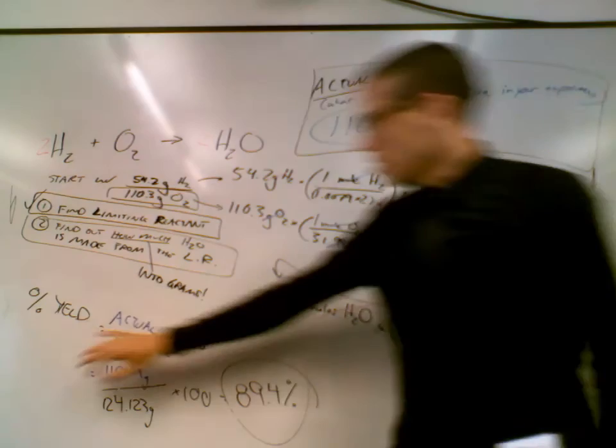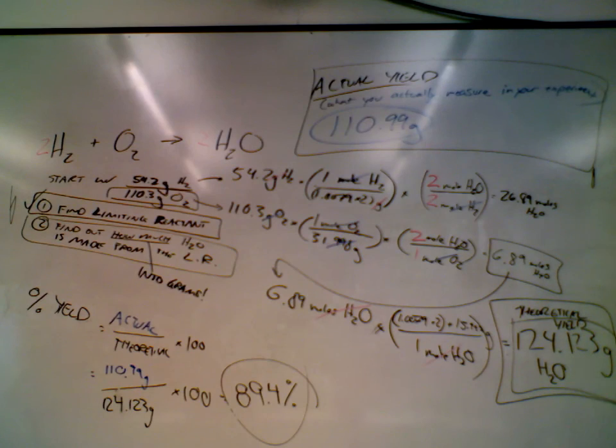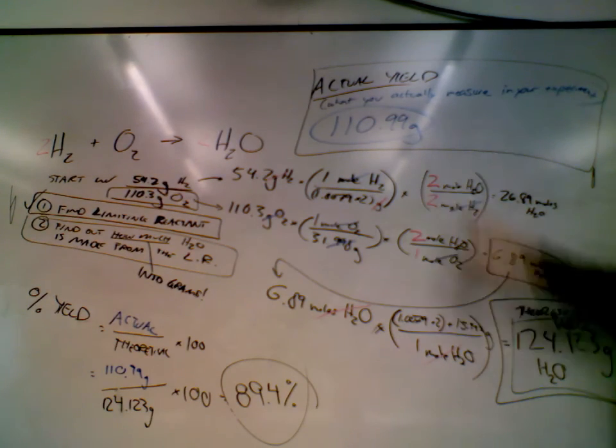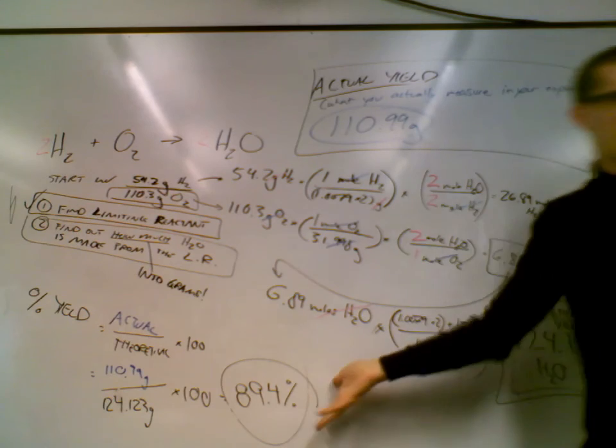It's the same thing here, where you have what you actually got. You're trying to get as much of the theoretical yield as you possibly can. And you can calculate what you should get through this procedure. And then if you go through the experiment and you actually get this, then that's pretty good.